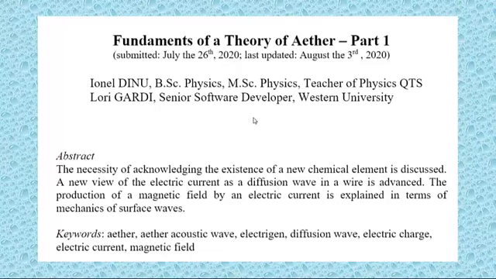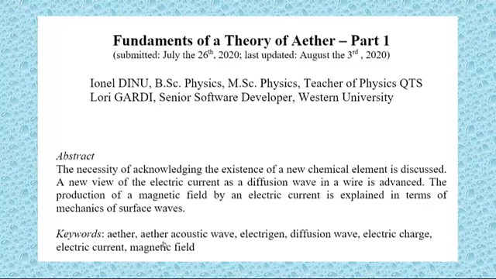and I have actually given you a couple of sneak peeks of this model in a couple of my videos. So I'm going to start by reading the abstract. The necessity of acknowledging the existence of a new chemical element is discussed. A new view of the electric current as a diffusion wave in a wire is advanced. The production of a magnetic field by an electric current is explained in terms of the mechanics of surface waves.